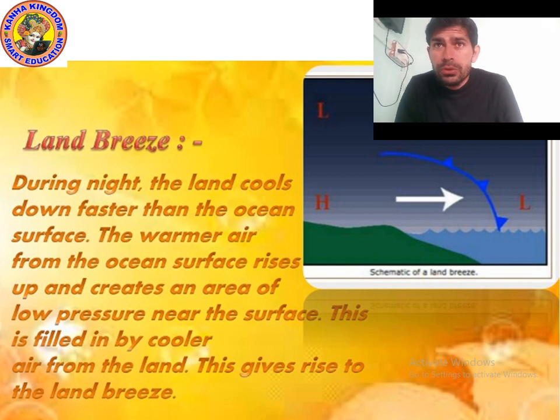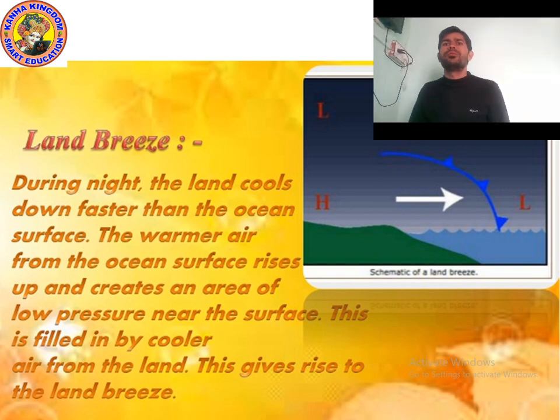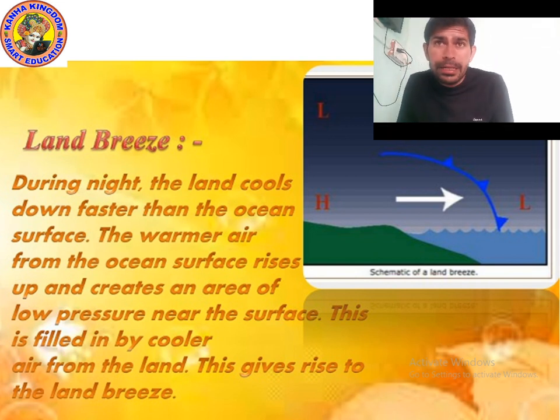You know what is sea breeze? The moving cool air from sea to land is known as sea breeze, and land breeze is the movement of wind from land to sea. So you know that sea breeze means the cool air comes from the sea to the land. It happens during the day, but at night it happens just opposite of it.